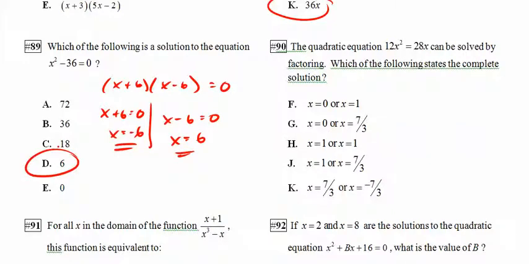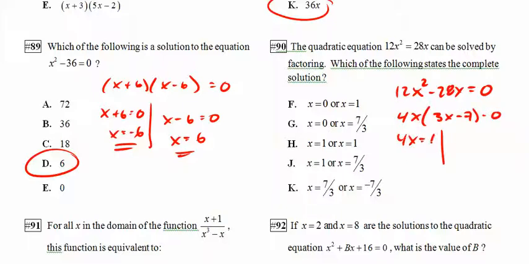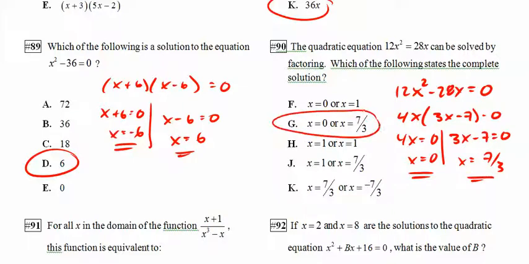Six. Same idea here, except move the 28x over. So what you can factor out, in this case it's 4x, leaving me 3x minus 7. 4x equals 0, x equals 0, that's one solution. 3x minus 7 equals 0, x equals 7/3. It's another solution. Done.